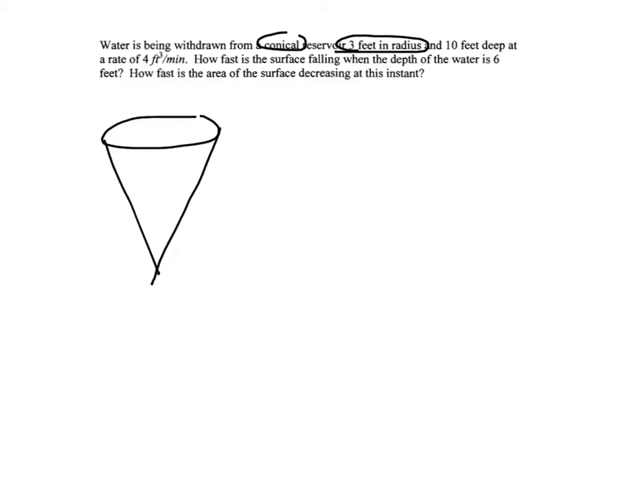All right, next question. Water is being withdrawn from a conical reservoir 3 feet in radius and 10 feet deep at a rate of 4 feet cubed per minute. So again, let's stop, draw the picture. Okay, so I've got a conical, there's my cone. Radius, 3 feet of radius. Okay, sometimes they'll give you the diameter, so make sure you read carefully. 3 feet of radius, and a 10-foot deep.